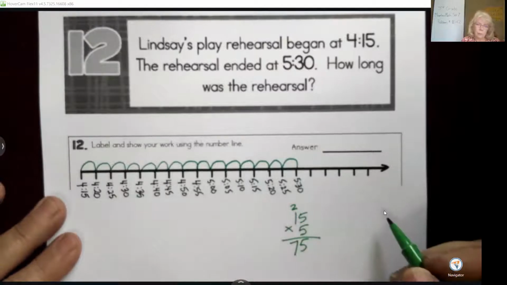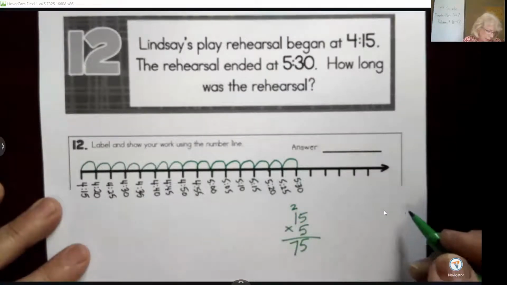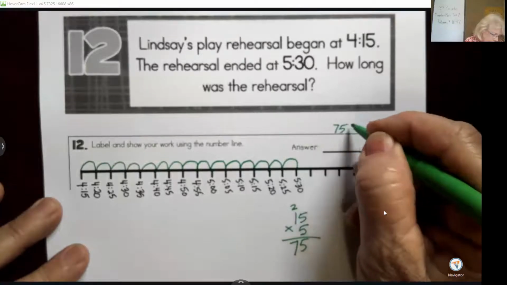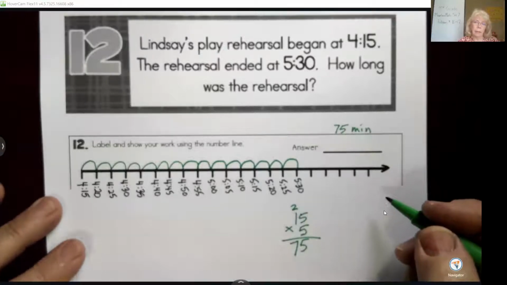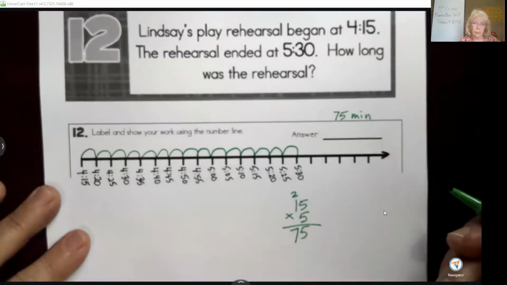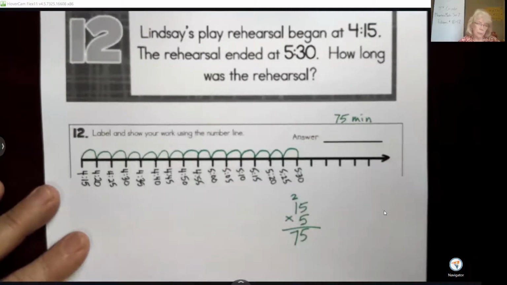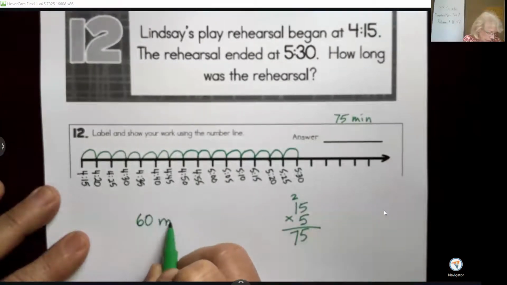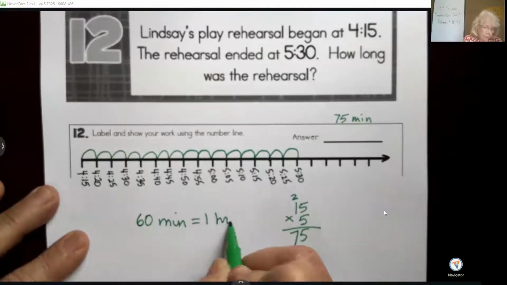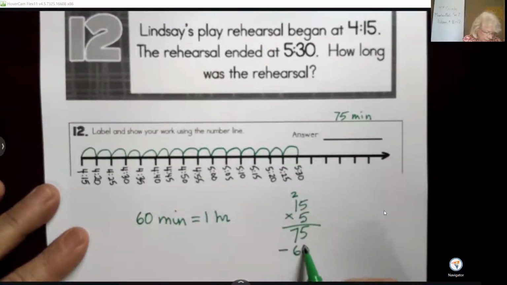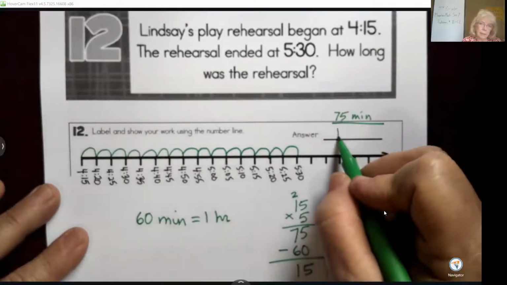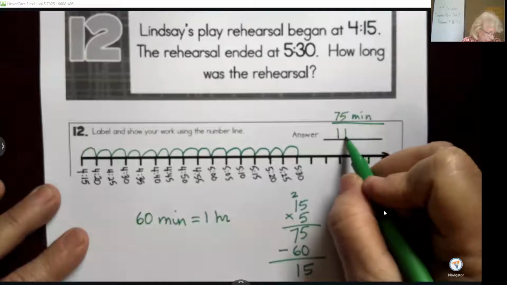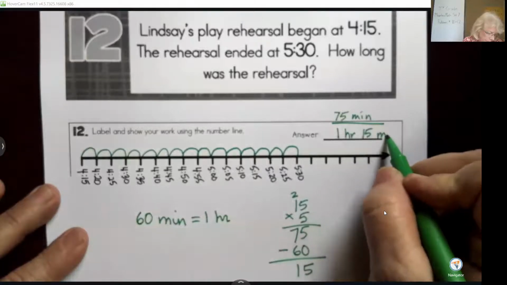So there are 2 ways to write this answer. We could write 75 minutes. I'm going to put it up here. Perhaps the better way would be to write it as 1 hour and 15 minutes. Well, how did I get that? So we know 60 minutes are in an hour. So I'm going to subtract 1 hour of minutes and get 15. And that tells me that 75 minutes is the same amount of time as 1 hour and 15 minutes.